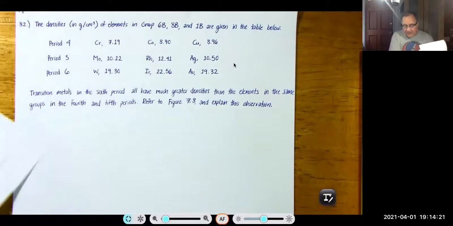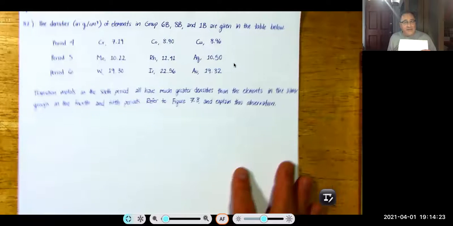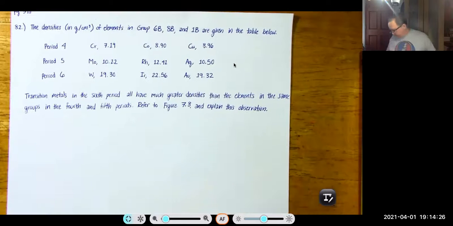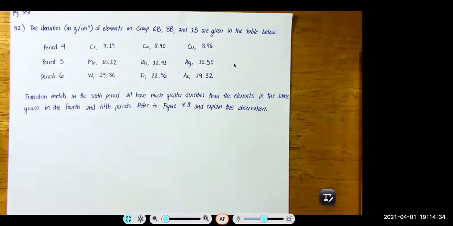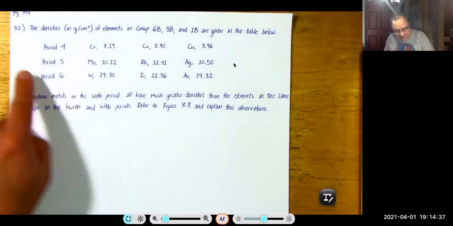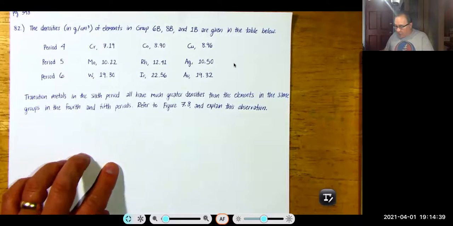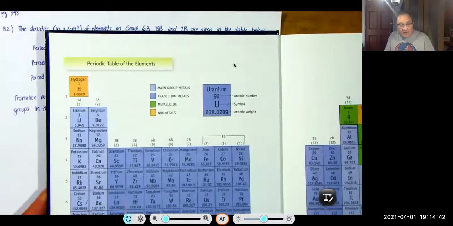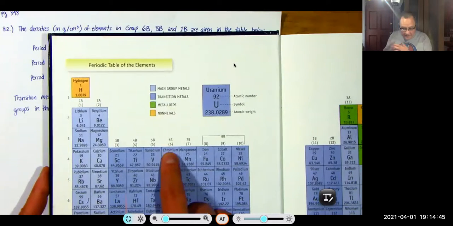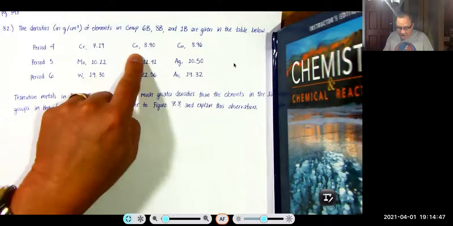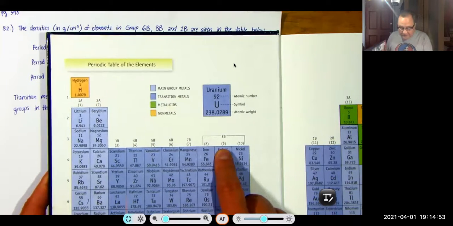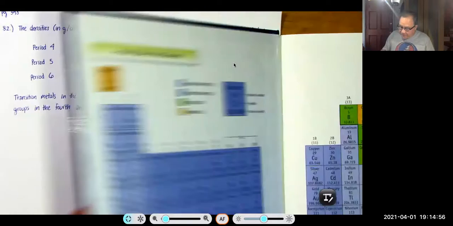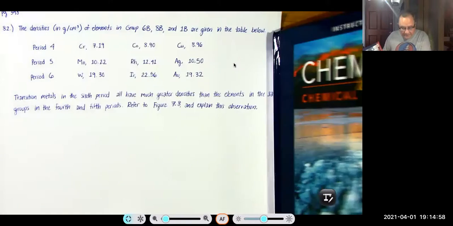The densities of elements in group 6B, 8B, and 1B are given in the table below. If you want to know where 6B, 8B, and 1B are, all you have to do is open up your book and find out where these elements are. So if you look at chromium, chromium's right there, and that's 6B. And if you look at cobalt, it's in 8B, I call it 8BB, if you will. And in 1B, you have over here copper, right?